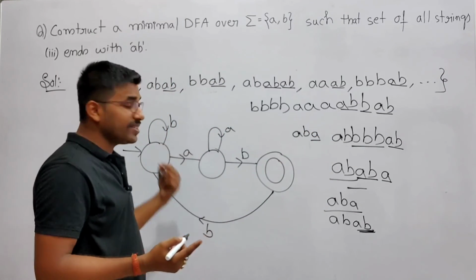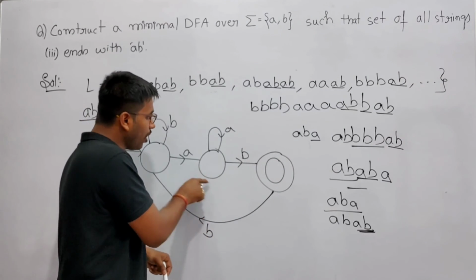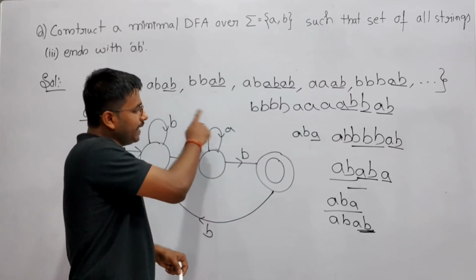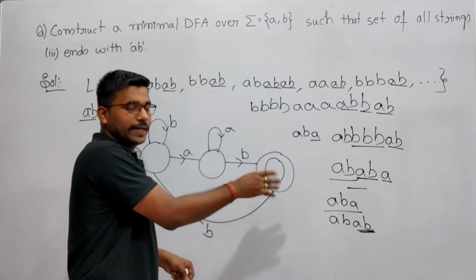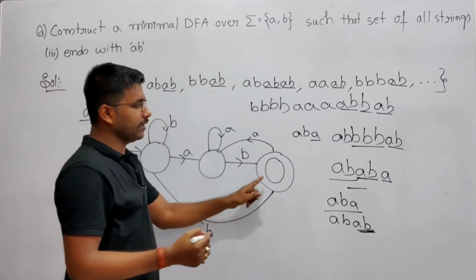So which state is saying that you got at least one A? This state, that you got at least one A. After that if you are getting any A, you will be there. But if you get B, accept it. So if you get A, you will be here. Then getting B, accept it.